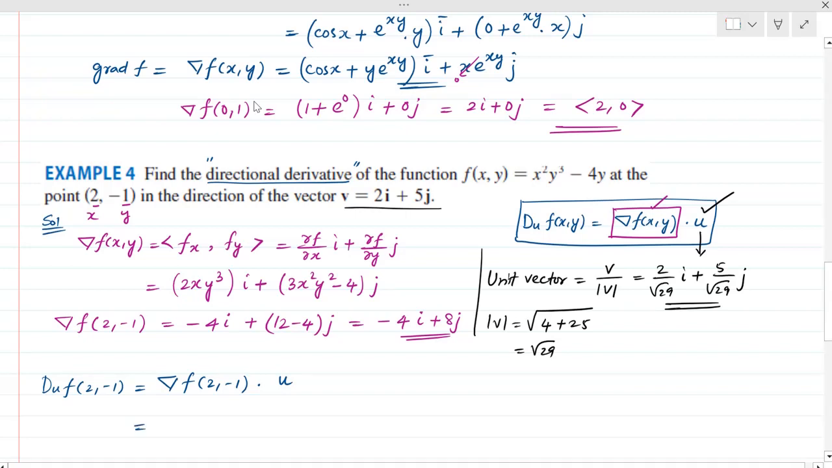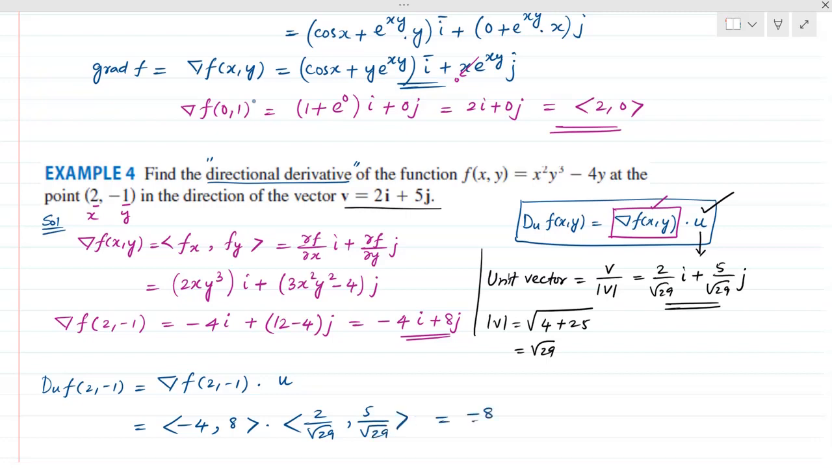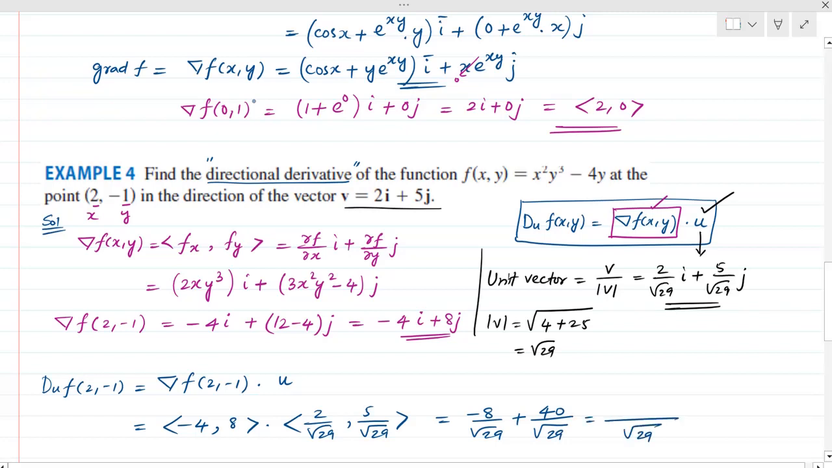Now when you multiply this, what do you get? Here you will have 4 comma 8, then the unit vector, which is given by 2 over root 29 and 5 over root 29. When you multiply this, you will get minus 8 over root 29 and then plus 40 over root 29. Therefore, root 29 is common here, so you will get 32 over root 29 with the positive value. You will get a scalar quantity at the last, the directional derivative.